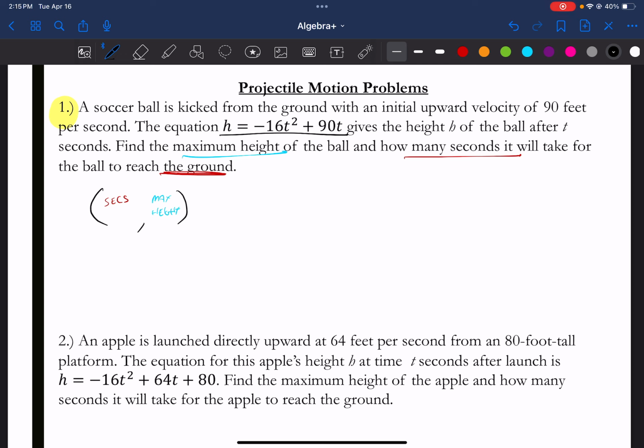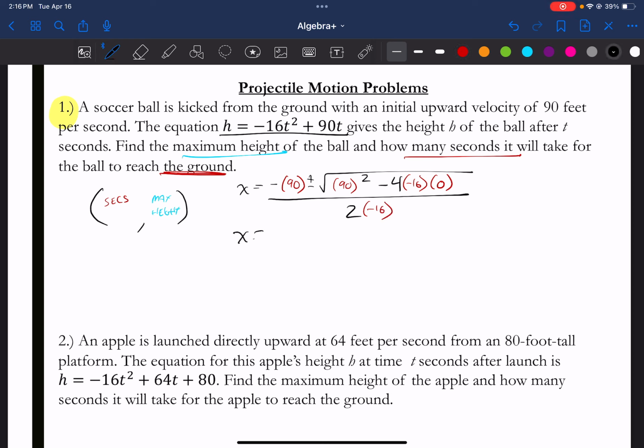So what I can do is substitute this into the quadratic formula to figure out our x. So we have x equals -b, which in this case is 90, plus or minus, yes, you're going to have 90 squared, minus 4 times a, which is -16, times c, which is 0, all over 2 times a, which is -16. Go ahead and solve this.